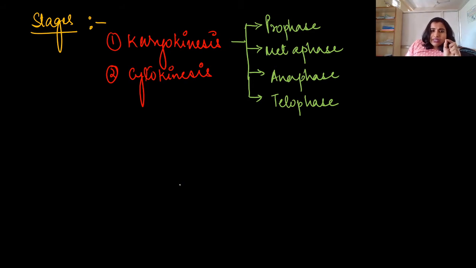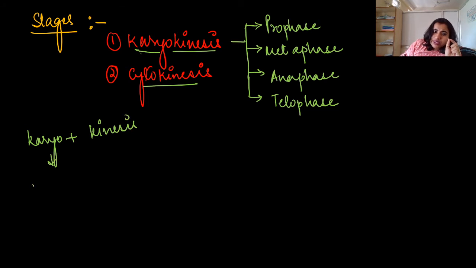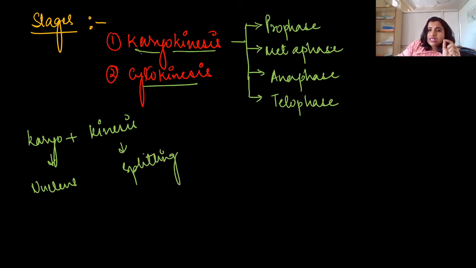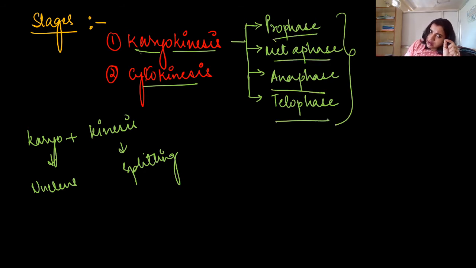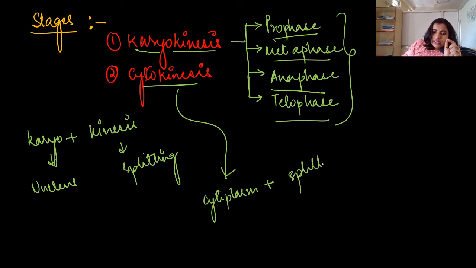Now the mitotic division we basically study in two parts, that is karyokinesis and cytokinesis. Karyo comes from two words, karyon plus kinesis. Karyon stands for your nucleus and kinesis means splitting. So it is basically the splitting of nucleus which we study in these four phases, that is prophase, metaphase, anaphase and telophase, right? Next, cytokinesis. Cyto stands for cytoplasm plus splitting. So this is basically the splitting of cytoplasm, right? So these are the stages.